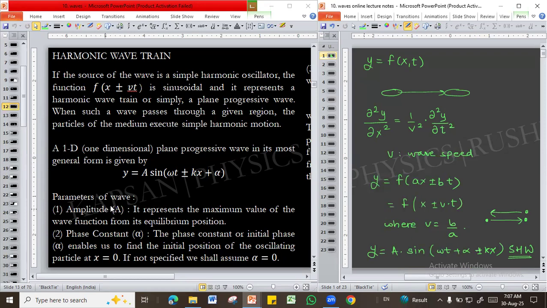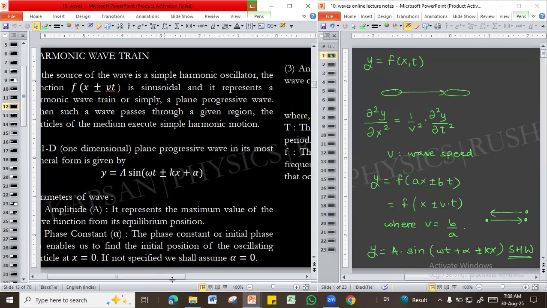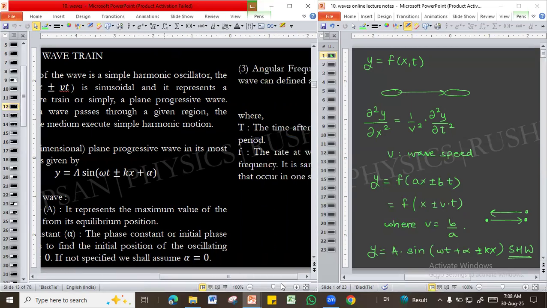Then we have discussed parameters of the waves. The first parameter is amplitude of the wave. Amplitude of the wave is actually amplitude of oscillation of each particle in the medium. Phase constant alpha means initial phase. That is initial phase of oscillation of the particle at origin. Let's say this is the particle at origin, and it starts its oscillations from the extreme position. Then its initial phase is going to be equal to 90 degrees. So the initial phase of oscillation of the particle at origin is the phase constant of the wave.